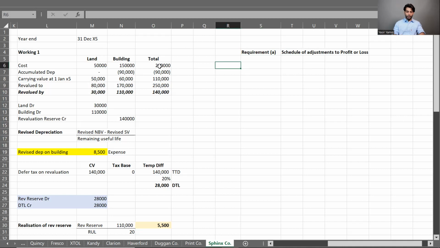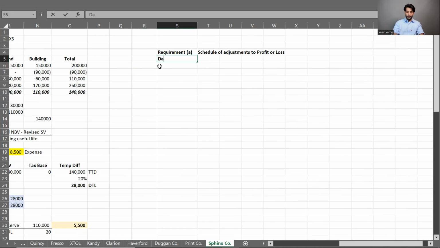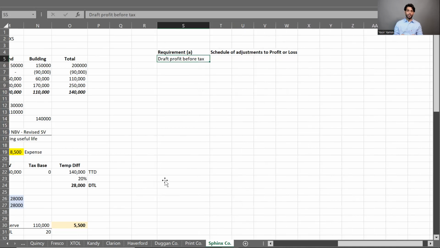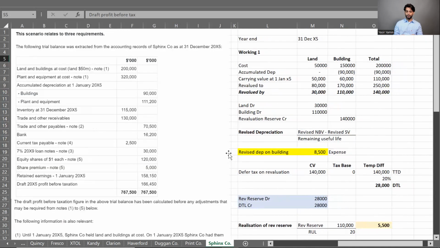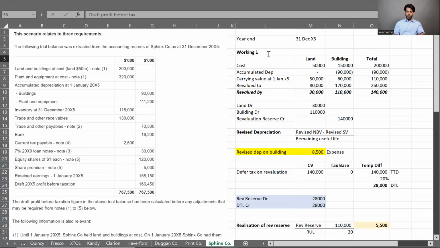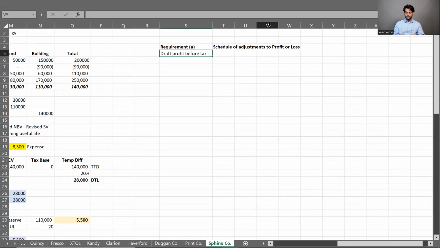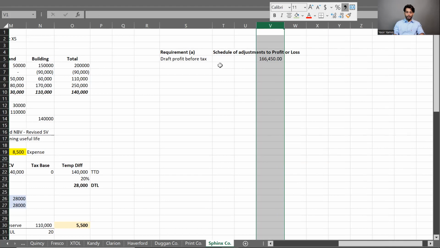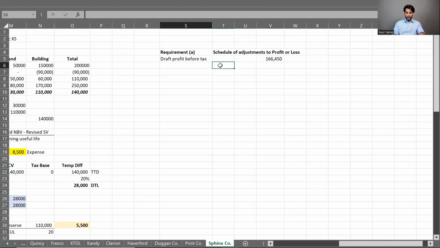You start with your draft profit or loss. So we have draft profit before tax. If you remember the question, we have draft profit before tax, which is given here. Just look at it. This is 166,450. Just converting the format a bit so that it's easier. And then you pass on adjustments.